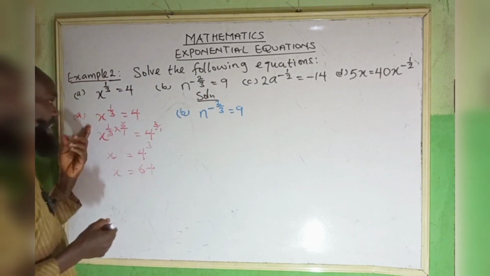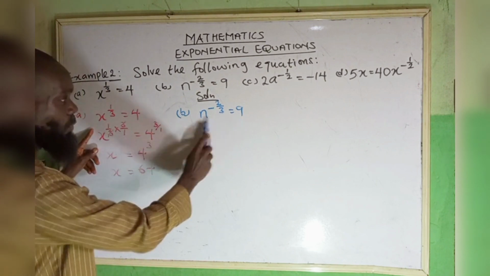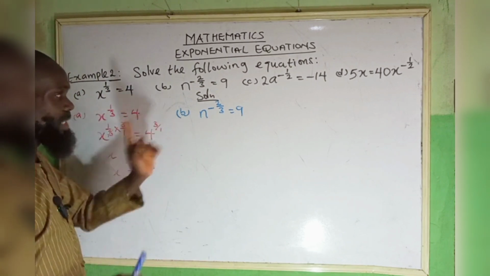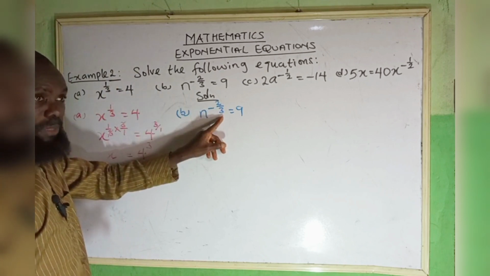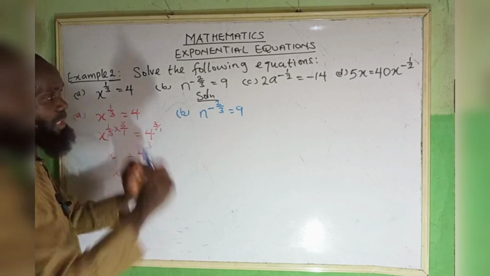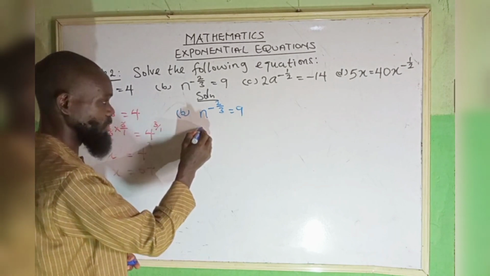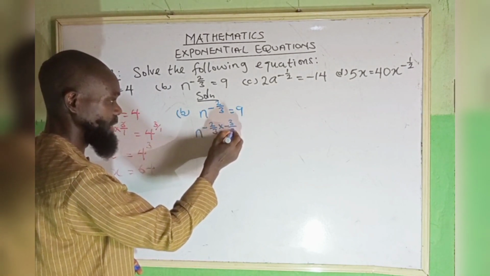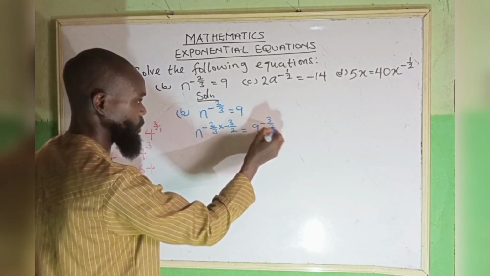Likewise, the same thing here as in the case of this one. This is n, this is 9. We can't have the same base. In this case, what we're going to do is, we check the power. The power of n is minus 2 over 3. And the inverse of minus 2 over 3 is minus 3 over 2. So we multiply the power by the inverse. That is n raised to minus 2 over 3 times minus 3 over 2 is equal to 9 raised to power minus 3 over 2.